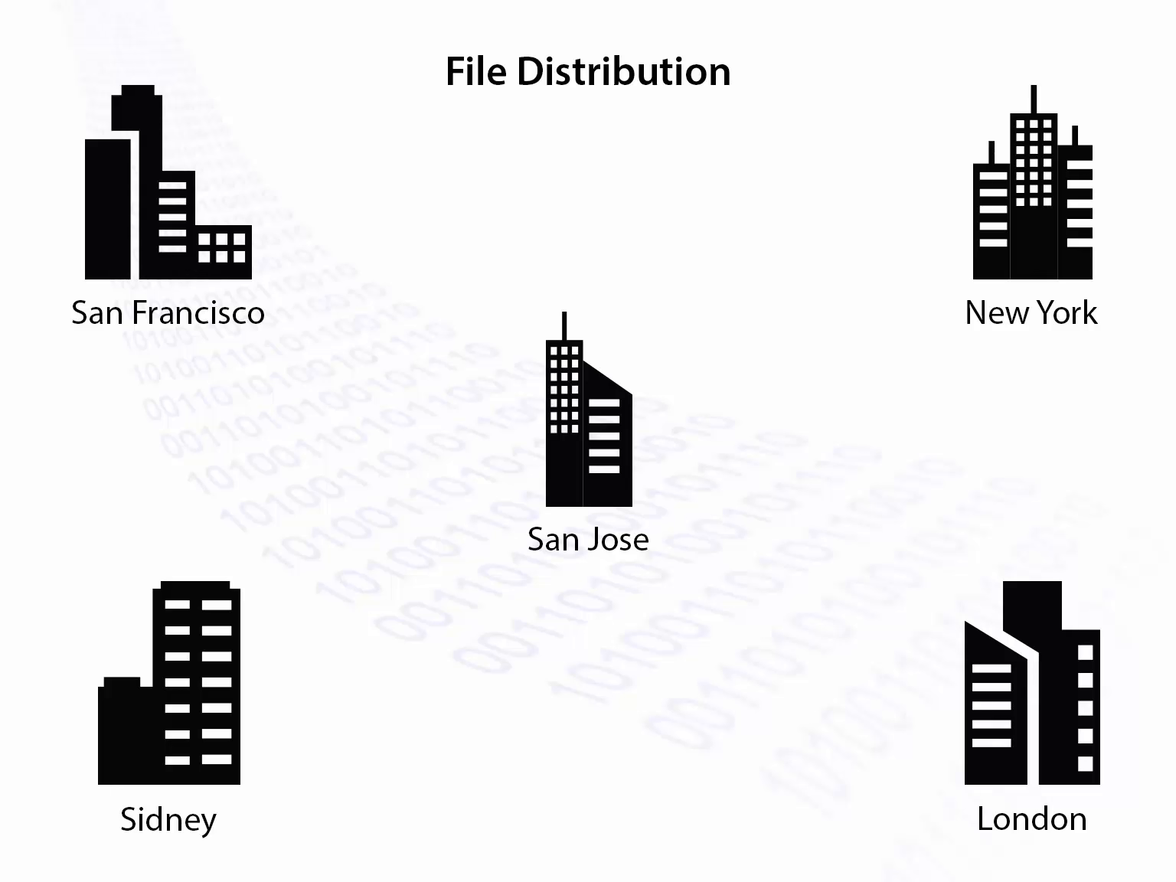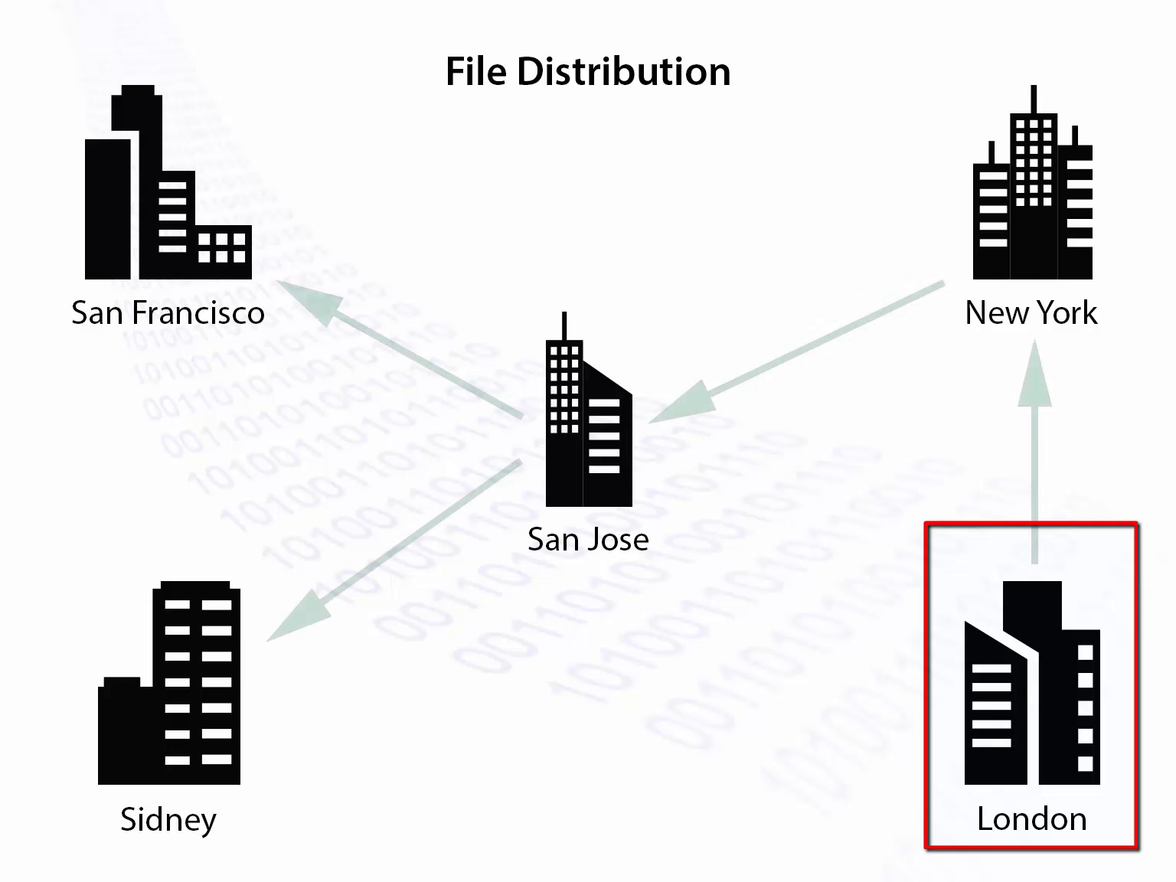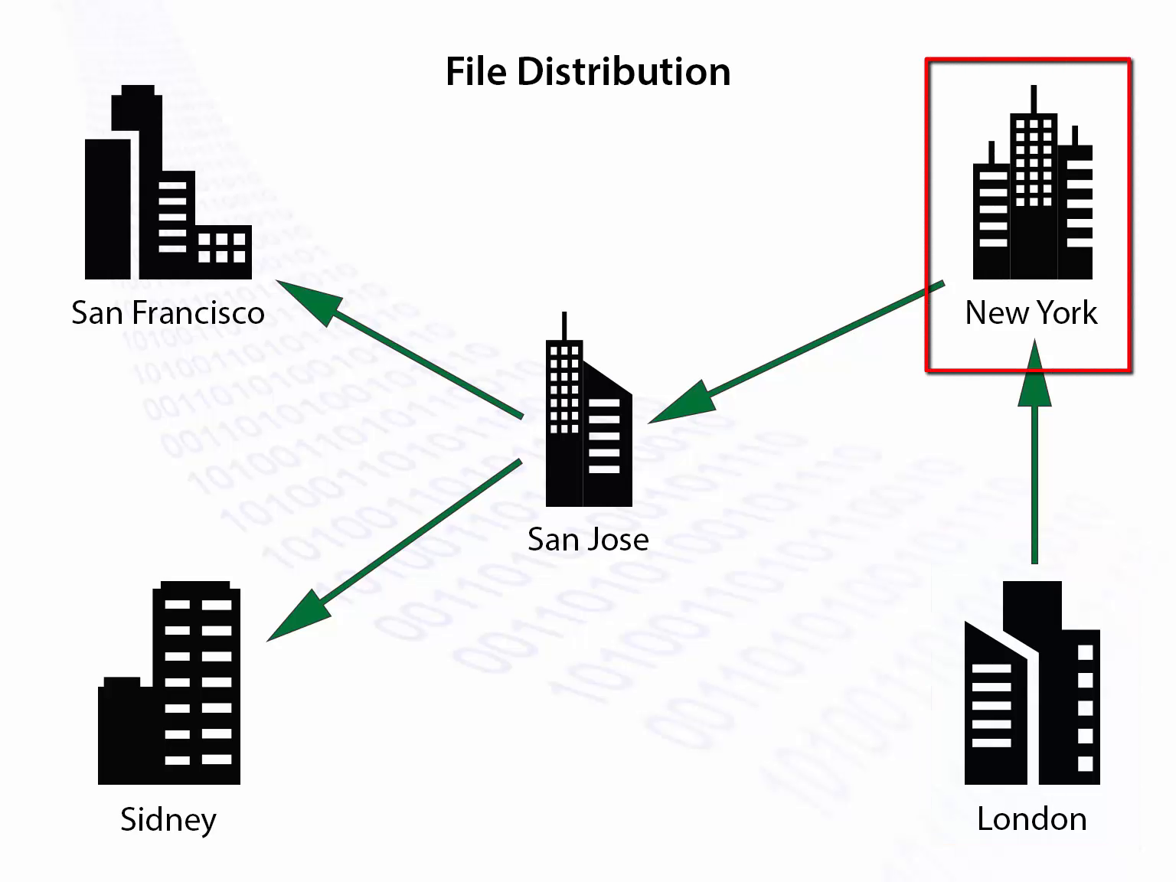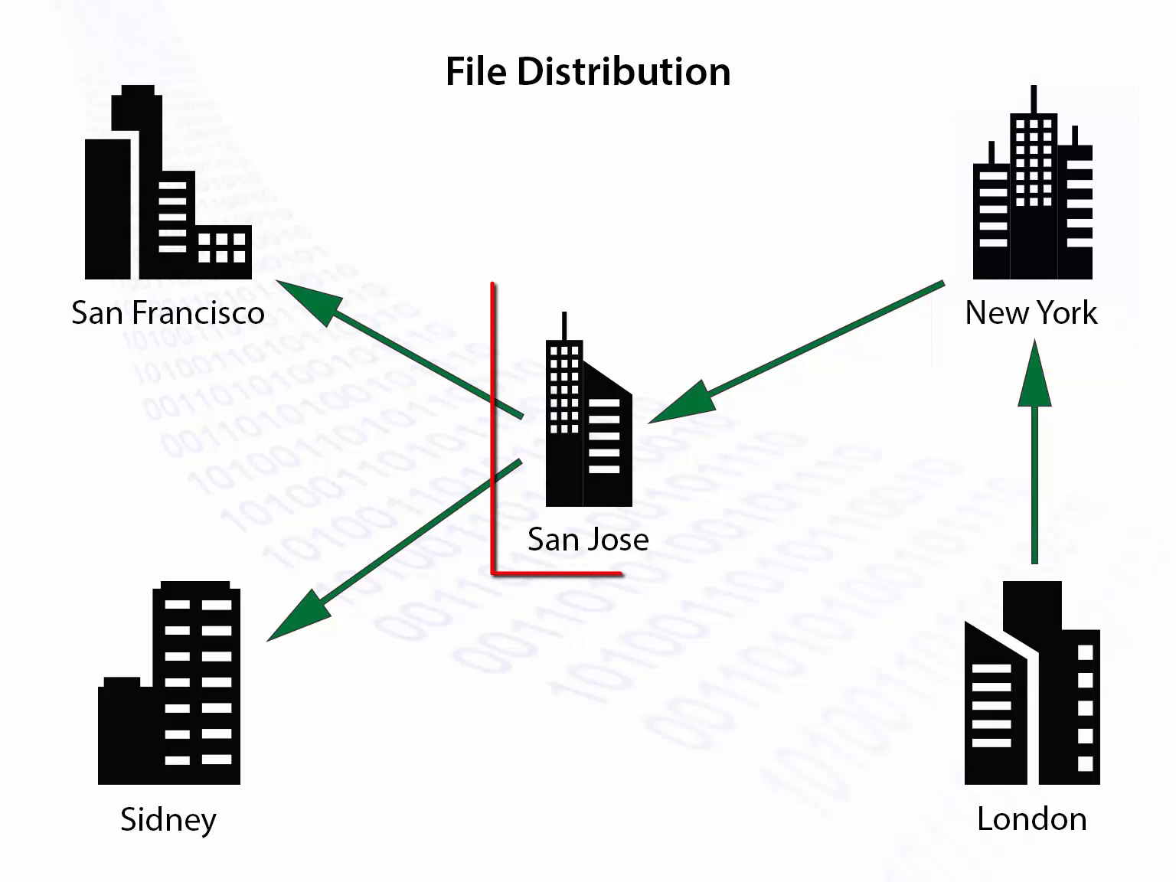Let's turn this example around and say that London is going to be the source of our files. In this case, we want a couple of staging servers. So we would go from London to New York, which would be the source for files then sent to San Jose, which would then be the source for Sydney and San Francisco. You can see how staging the information in one city can greatly improve the transmissions between the various locations.